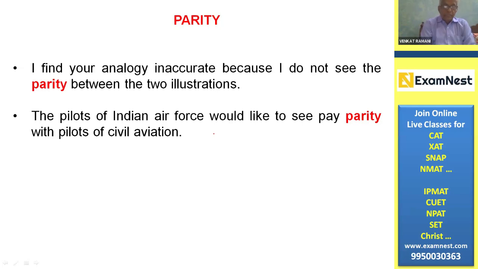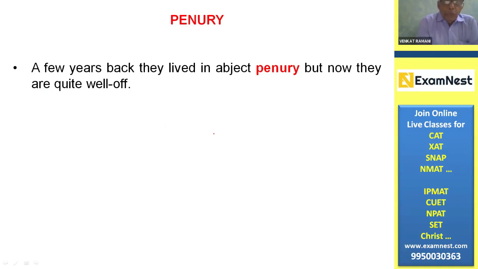The next word is penury, P-E-N-U-R-Y, penury. So he lived in abject penury, but now they are quite well off. What do you mean by penury? Penury is severe poverty. Paupery, P-A-U-P-E-R-Y, paupery. Indigence, I-N-D-I-G-E-N-C-E, indigence. Lacking, want. Destitution, privation. The opposite of penury would be wealth, affluence, rich.